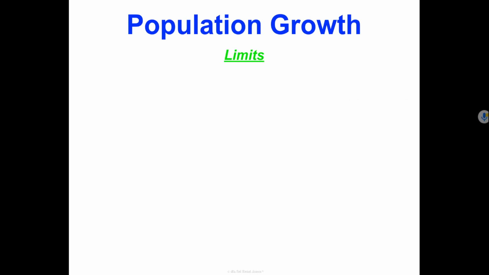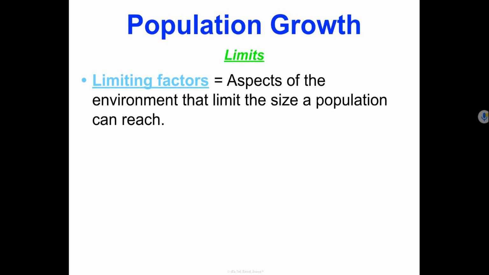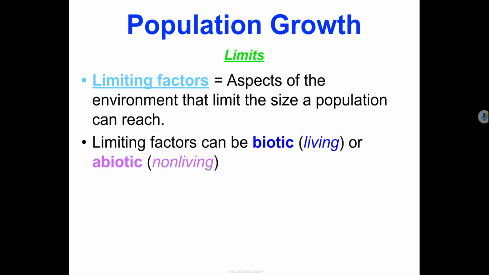So, why would there be a carrying capacity at all? That's because there are limiting factors. These are aspects of the environment that limit the size that a population can reach. Limiting factors can be biotic, like living things, or they can be abiotic, which would be non-living things. Living biotic factors would be processes involving living organisms like competition, predation, and disease. Limiting abiotic factors would be things like changes in climate or natural disasters like a forest fire or flooding.